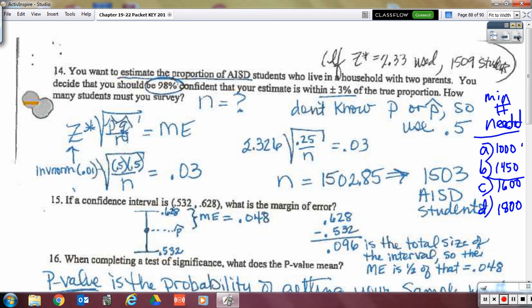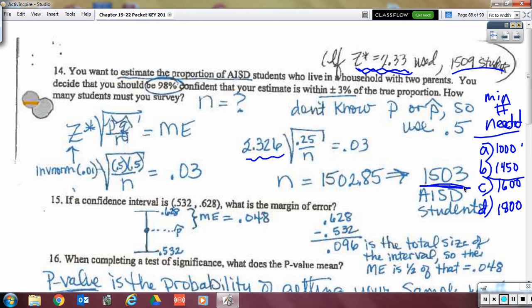Number 14 is just like number 12 in that you are asked to find the sample size. So you do that. Now, how many of you guys used a critical value of 2.33? I used 2.326, which I probably should have just rounded to 2.33, because they probably just go to two significant digits. How many of y'all got 1509 students? That's fine. I had done it and see how I got a little bit different?